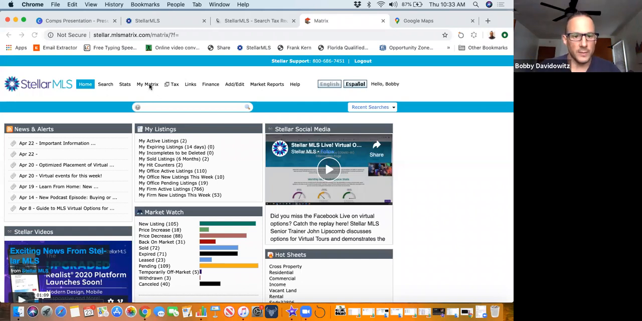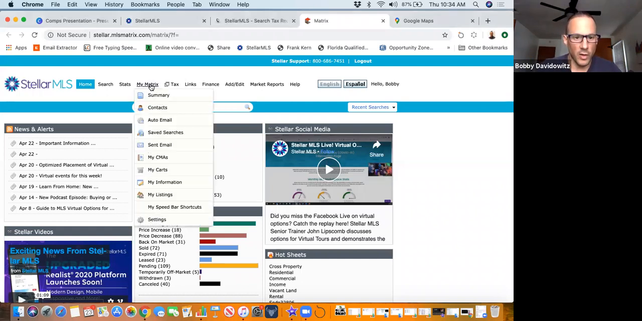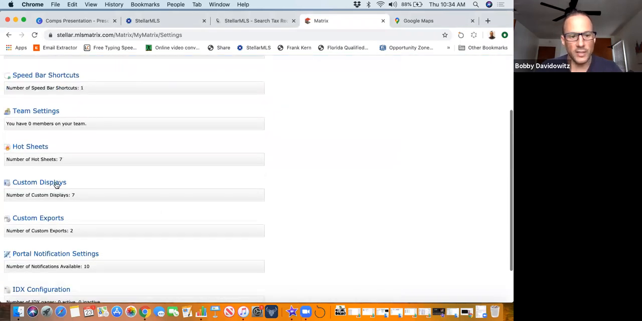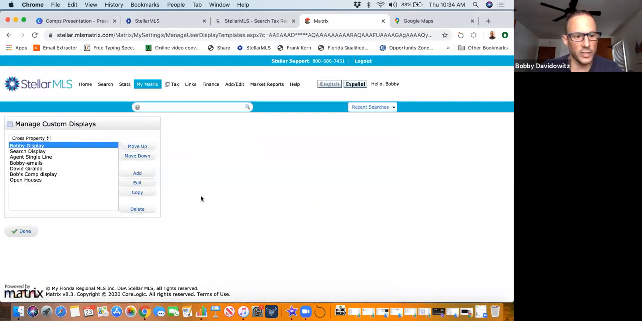You go into My Matrix here. So if you go to My Matrix, you go into Settings here, okay, and then you go into Custom Displays. If you go into Custom Displays, you can actually create your own displays. If you look at this list here, I have several displays here.